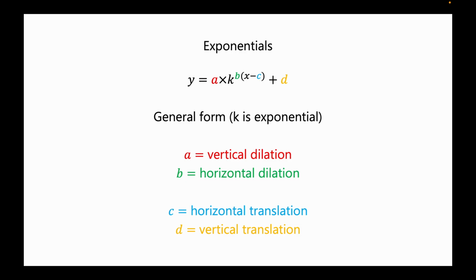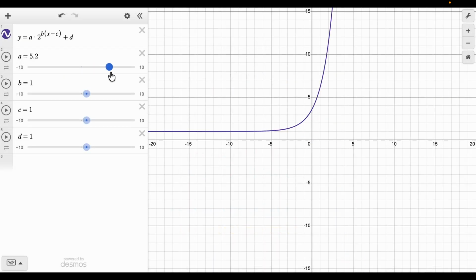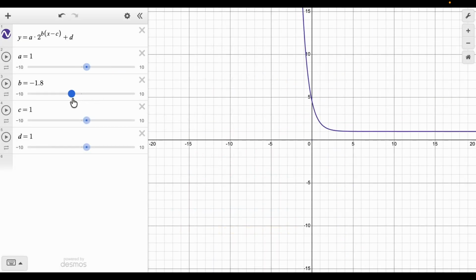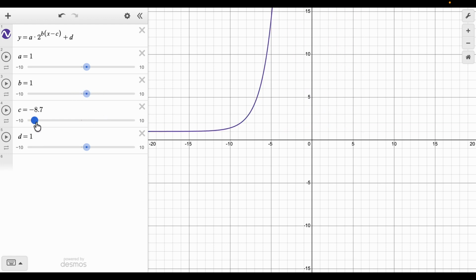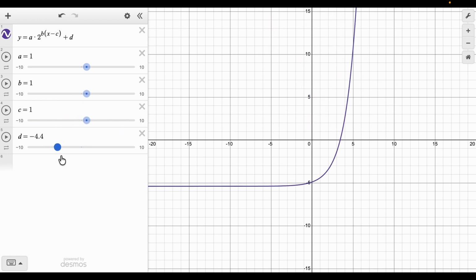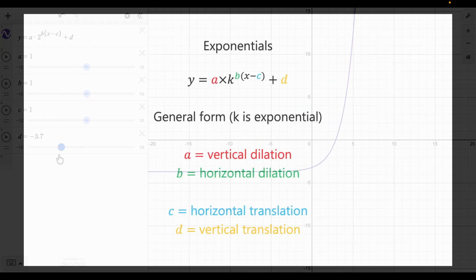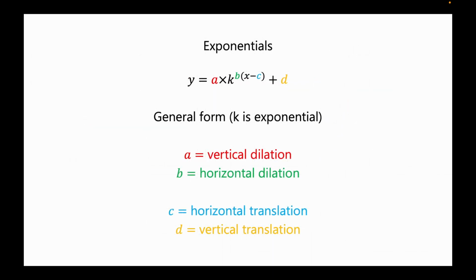Exponentials usually are written in a general form, which is that y is equal to a lots of k to the power of b lots of x minus c, plus d. And in this general form, a, b, c, and d do different functions. So a vertically dilates the graph, b horizontally dilates the graph, c translates the graph horizontally, and d translates the graph vertically. But it's all based on that original exponential graph that we had a look at.